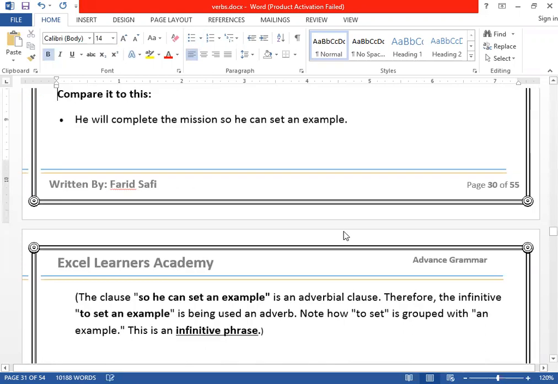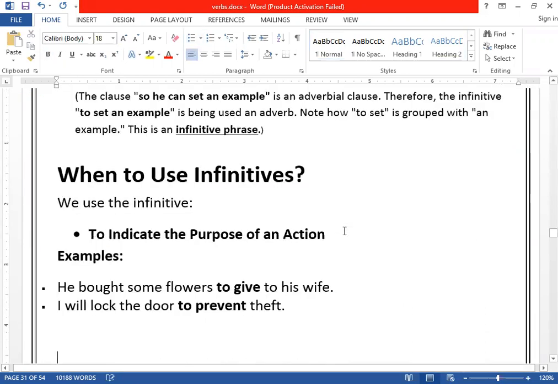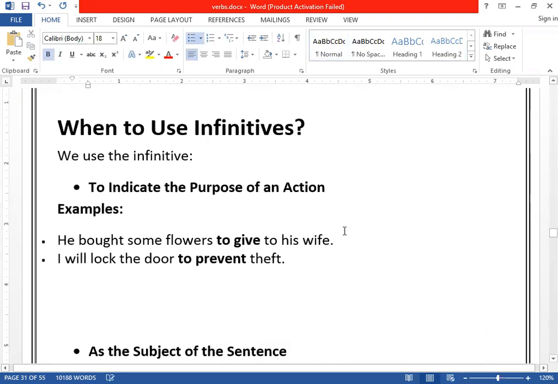So, suppose we say infinitive, to show what is an infinitive. Then I told you infinitive functions. Infinitive has three functions: it can work as a noun, an adjective, or an adverb. When to use infinitive?